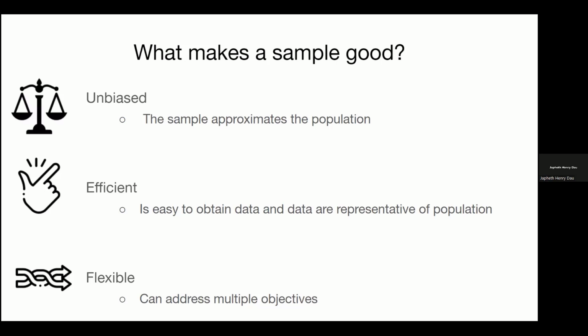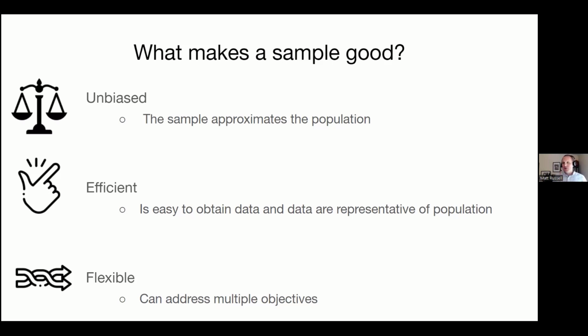And then the sample needs to be flexible. What I mean by that is that we might go out and collect the data for a certain reason, say we want to make a new equation based on the data because we don't have a good equation to work with, say for predicting the volume of a tree. So we might need to go and collect those data, but it would be really nice if we could use those data in other applications as well.